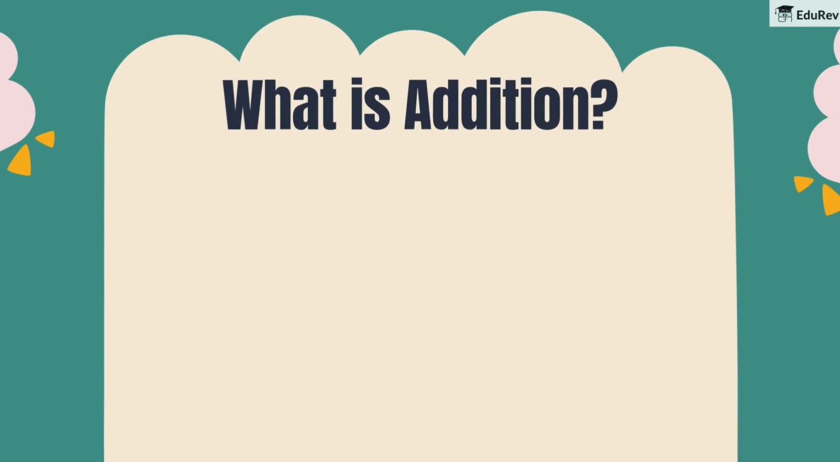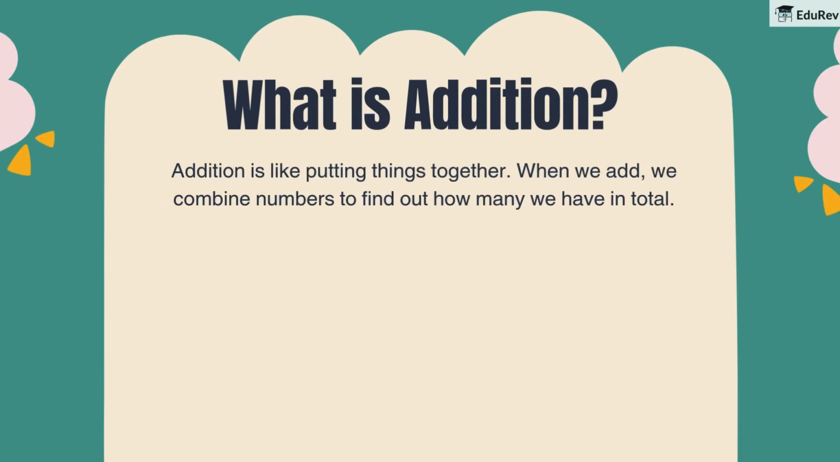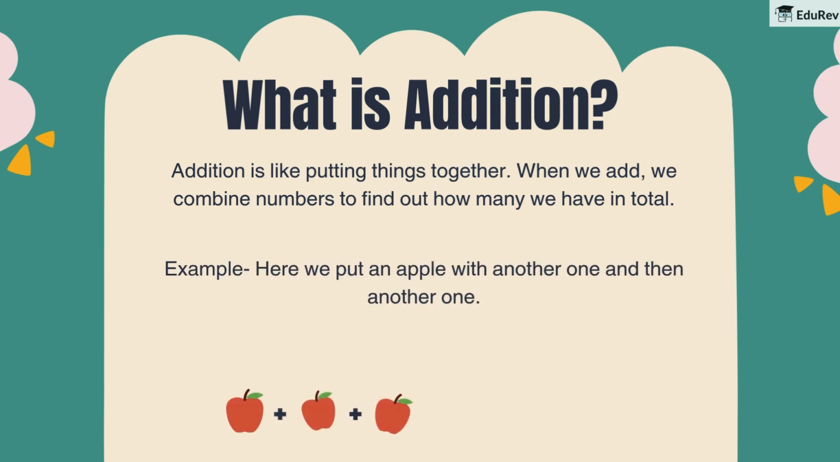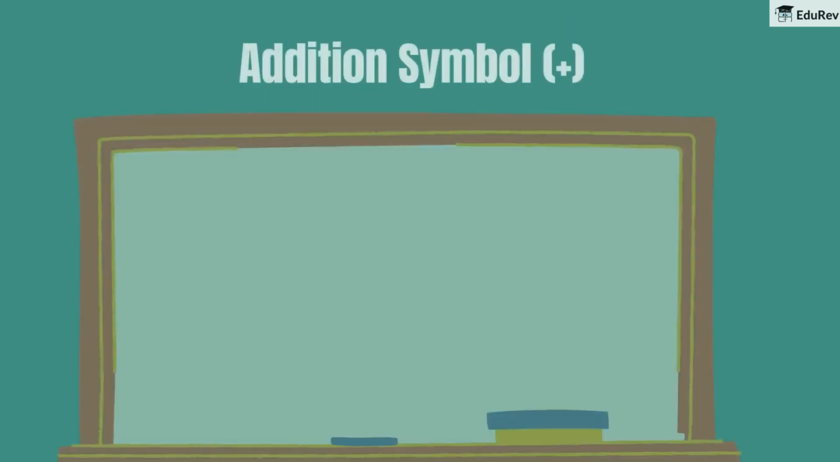What is addition? Addition is like putting things together. When we add, we combine numbers to find out how many we have in total. For example, imagine you have one apple and then you get another apple and yet another one. In total, we get 3 apples.